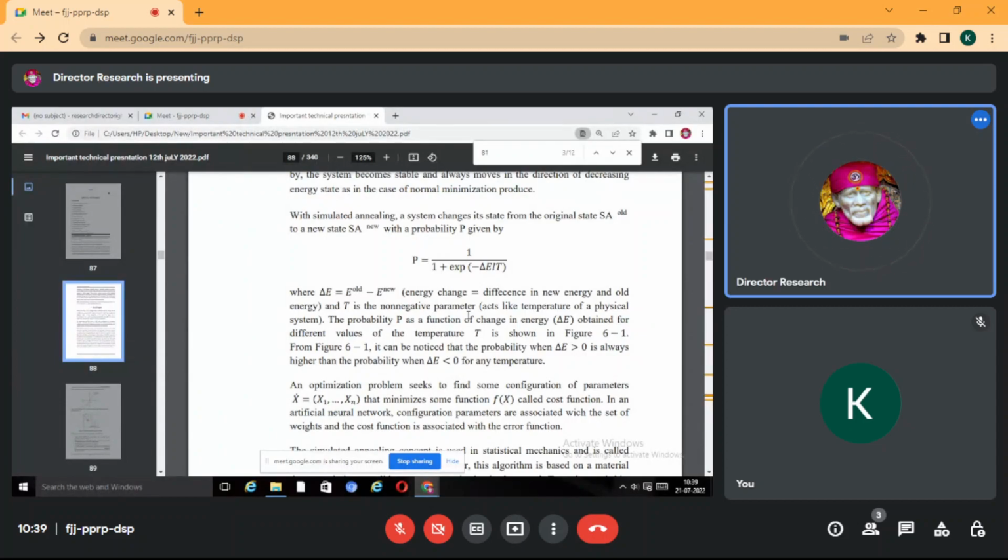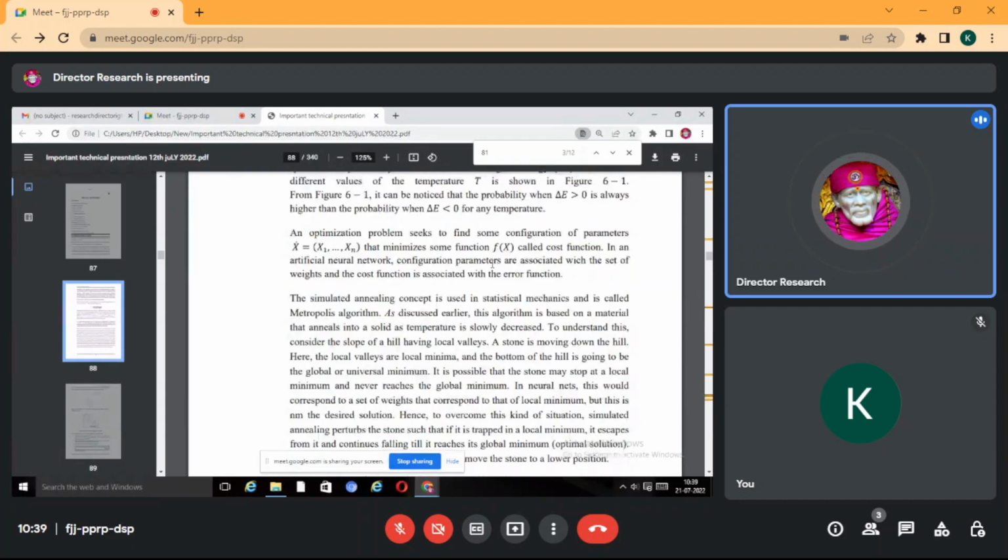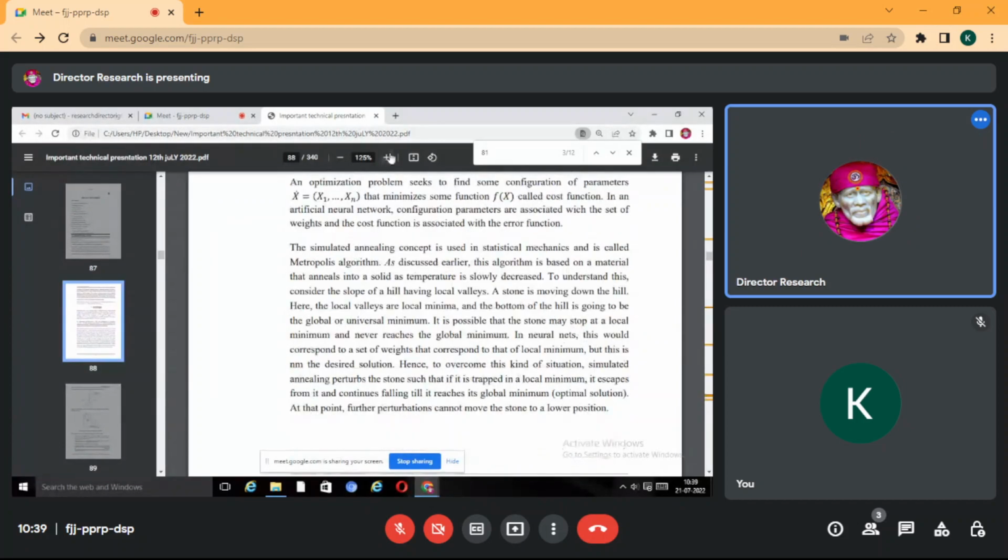Okay, just examine capital T, temperature. An optimization problem seeks to find some configuration parameters. The simulated annealing concept is used in statistical mechanics and is called the Metropolis algorithm. That is called the Metropolis algorithm. To understand this, consider the local values that I explained clearly.